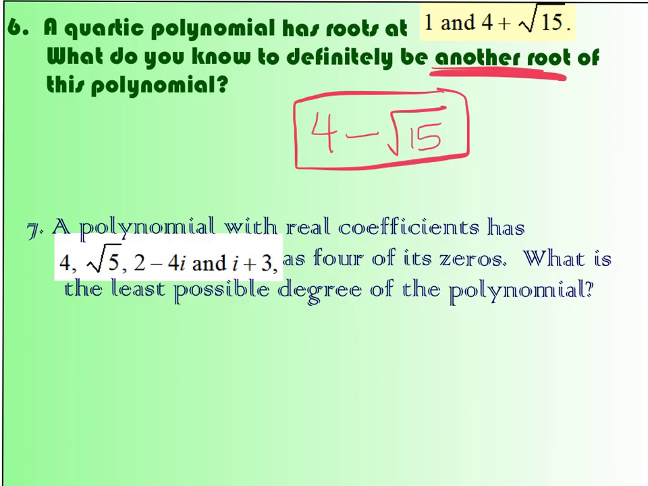This next problem is really similar, except it does make you think a little bit more. It says a polynomial with real coefficients has 4, radical 5, 2 minus 4i, and i plus 3 as 4 of its zeros. So that's 4 of the answers it's saying. But it wants to know what is the least possible degree of the polynomial. Remember, the degree is going to be equal to the number of answers. Now, we don't know for sure how many answers this has, but we do know it has at least 4 because they gave us 4.